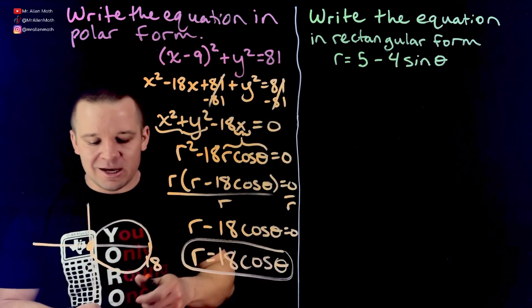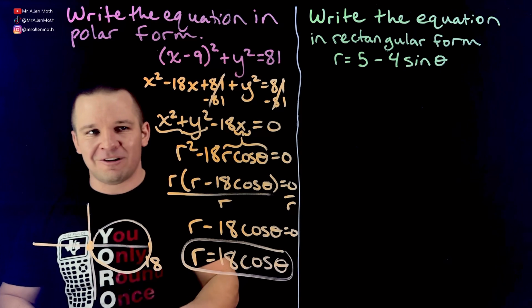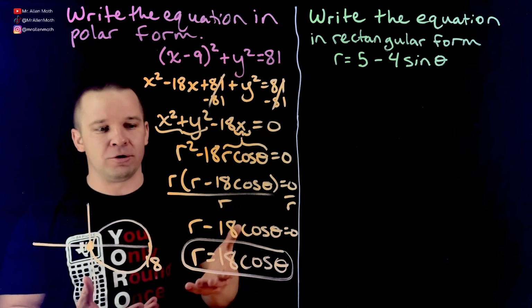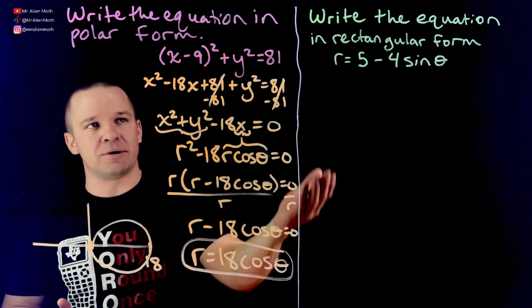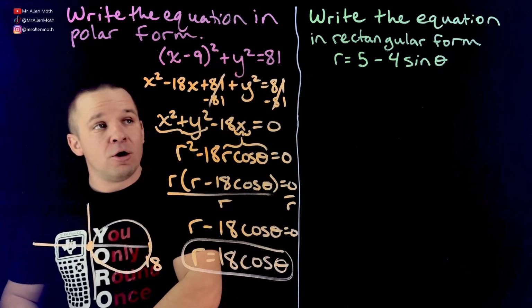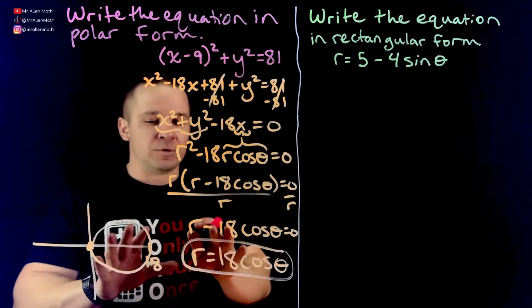So you can see the advantages of having different forms in math, like polar. Wow, that is a really clean equation as opposed to that mess right there. Wait until we get going on this bad boy. Okay, so we got ourselves a circle.